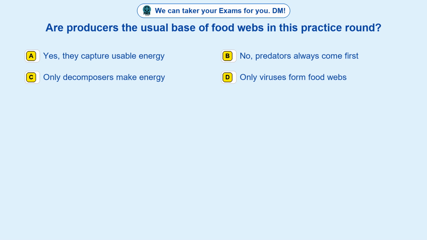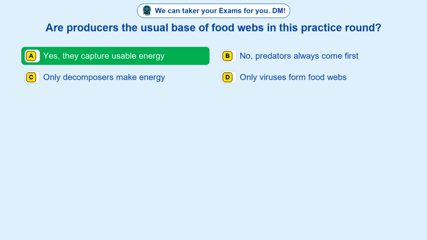Question 17. Are producers the usual base of food webs in this practice round? Option A. Yes, they capture usable energy. Option B. No, predators always come first. Option C. Only decomposers make energy. Option D. Only viruses form food webs.